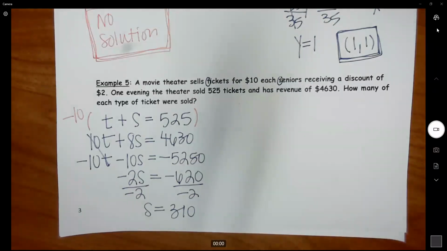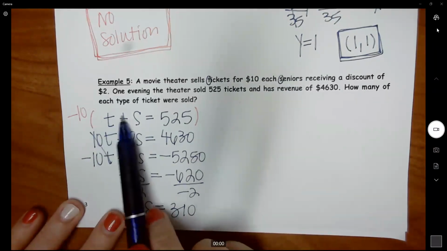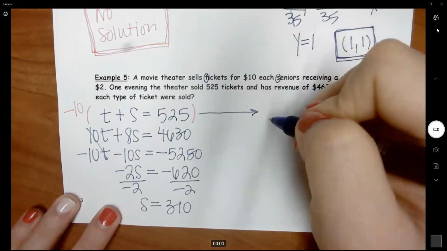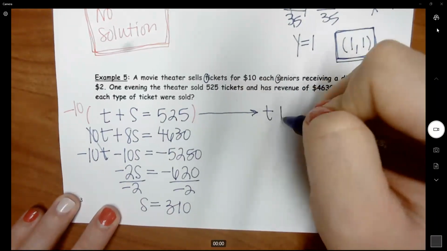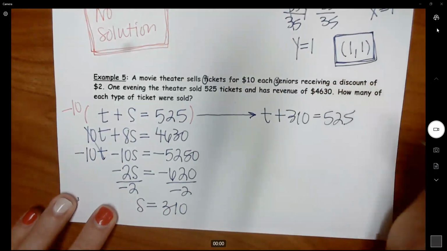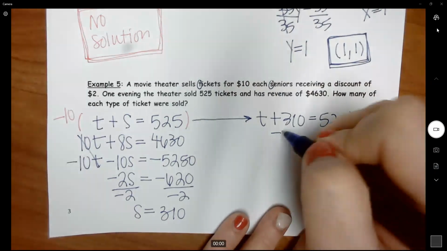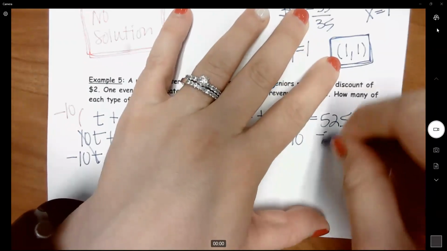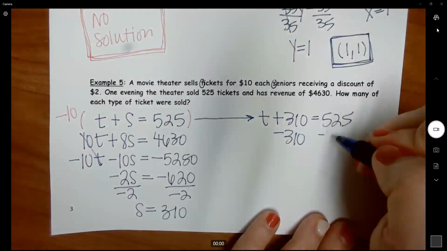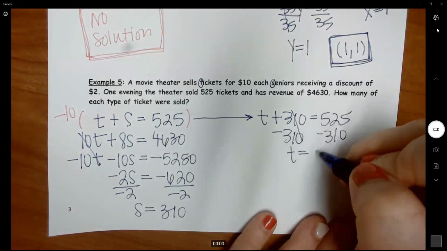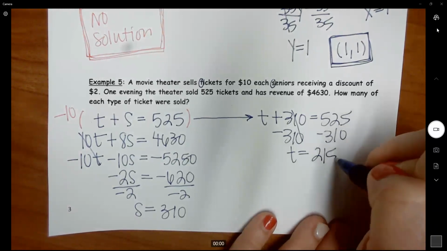So now to get T, plug it in. This is the most basic equation you're ever going to get. So let's plug it in here. T plus 310 equals 525. Subtract it over. And T equals 215.